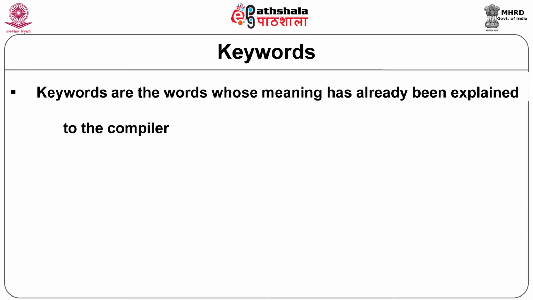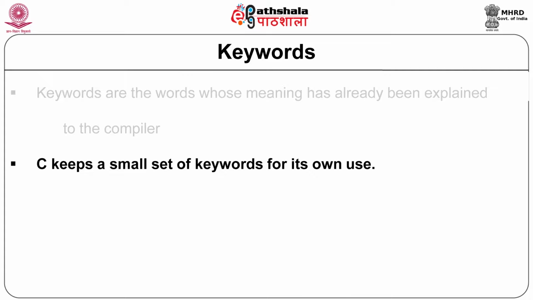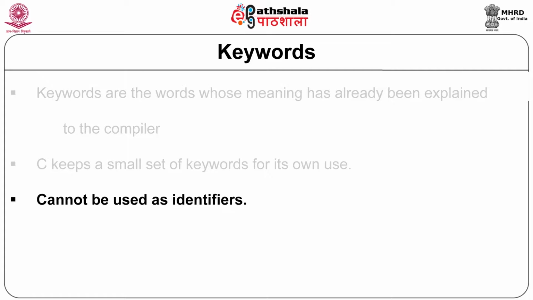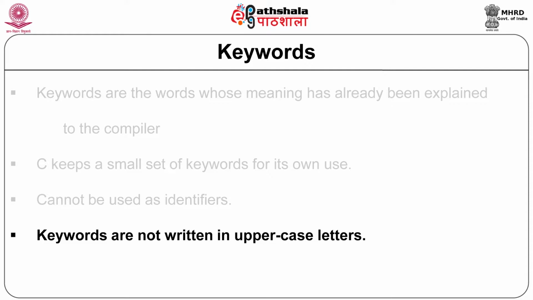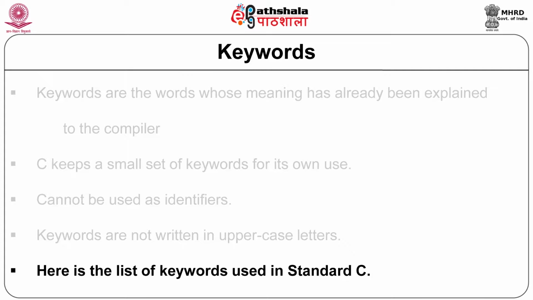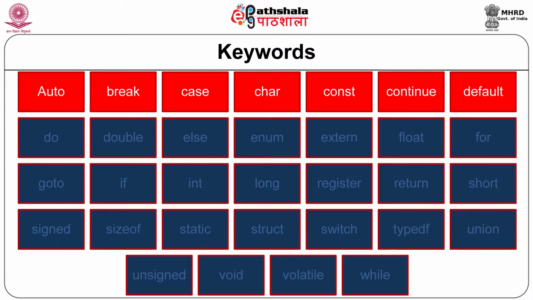Keywords. Keywords are the words whose meaning has already been explained to the compiler. The C language keeps a small set of keywords for its own use. Keywords cannot be used as identifiers because keywords and identifiers are different. Keywords are not written in uppercase letters. Here is the list of keywords used in standard C. There are a total of 32 keywords used in the C language.